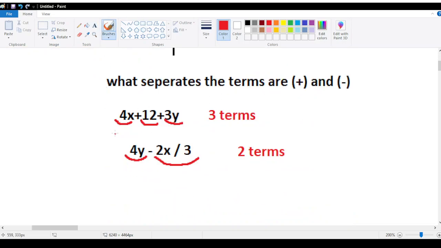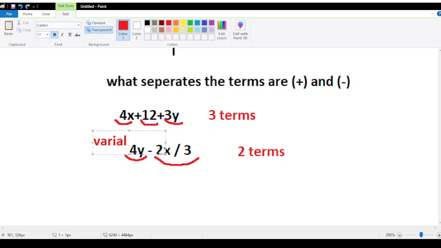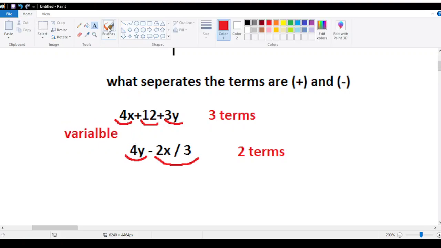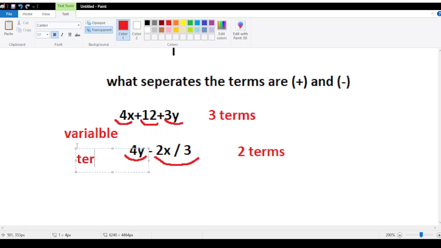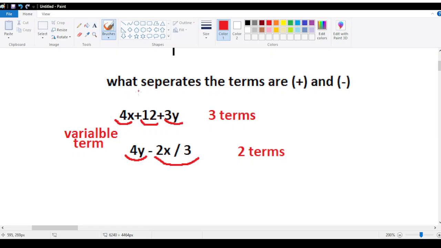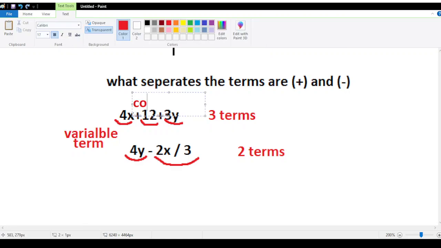Now, if you look for the first term here, it's a variable term. Why it's a variable term? Because it has a letter inside it. What's the letter in the first term here? X. That's why I'm going to call it variable term. Variable terms mean a term which has variable inside it. Okay, if you look for the second term, is it variable term or not? No. What should I call it?